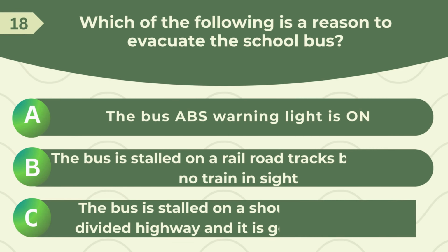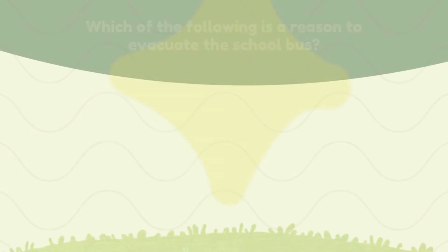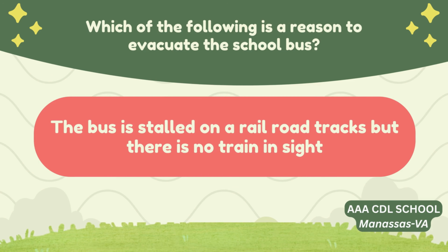Which of the following is a reason to evacuate the school bus? A. The bus ABS warning light is on. B. The bus is stalled on a railroad track, but there is no train in sight. C. The bus is stalled on the shoulder of a 4-lane divided highway, and it is getting hot inside. Correct answer: the bus is stalled on a railroad track, but there is no train in sight.